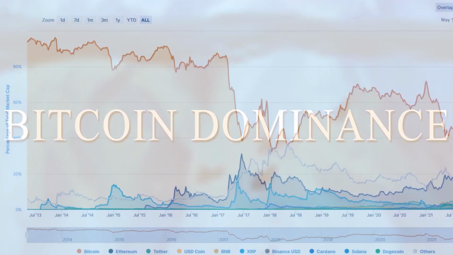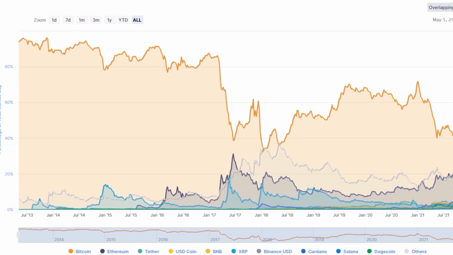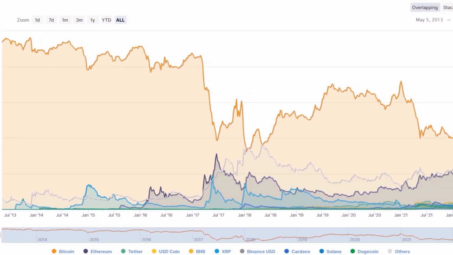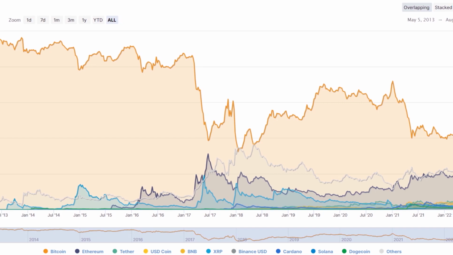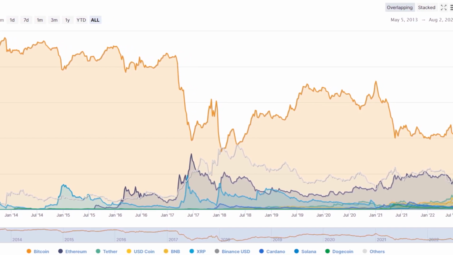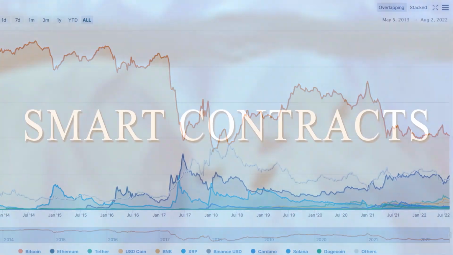Bitcoin dominance. This refers to the fact that Bitcoin holds a majority dominance over all the other cryptocurrencies in terms of market cap. Currently, Bitcoin makes up around 40% of all cryptocurrencies by market cap. Then in second place we have Ethereum, which makes up around 18% by market cap.